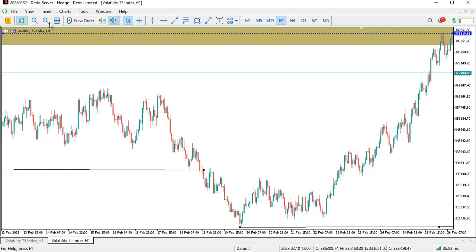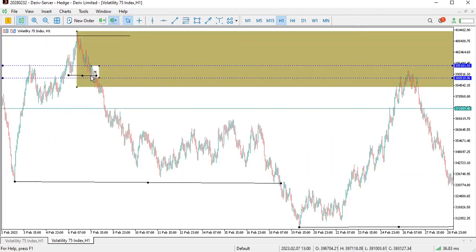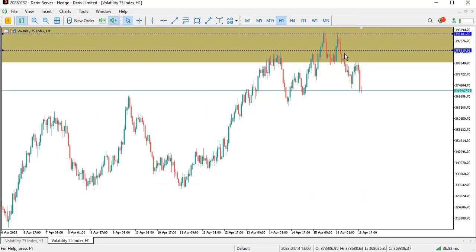I don't know about that. But now, after this confirmed internal structure here, this is the first touch here, right? And then the second touch is here. But now the question is, do we have a confirmation here for a sell entry again? Do we have a confirmation here for a sell entry?